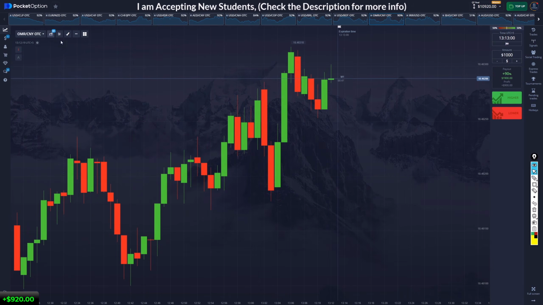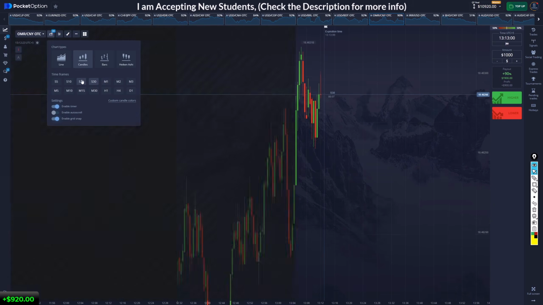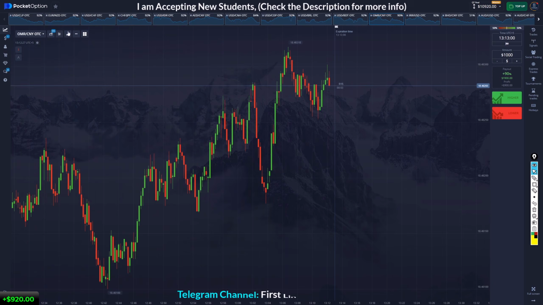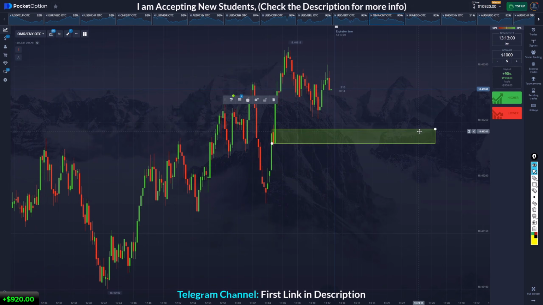The market has been crazy lately. I don't know why. It's really hard to find a good setup. It's really hard. And okay, we got this demand area down here. This is the demand area. I will make it red.